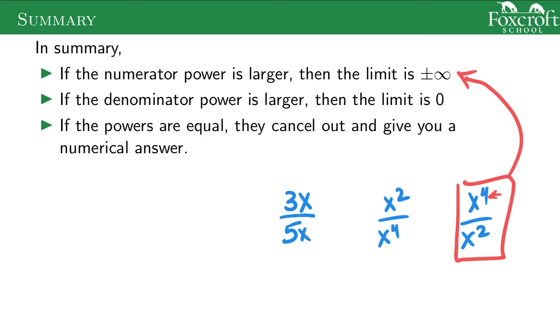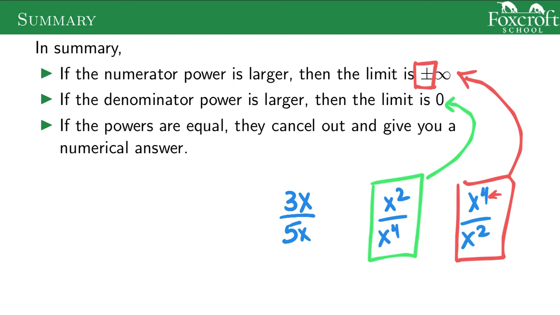So right away from that last example, I see x to the 4th is bigger than x squared. I automatically know infinity or negative infinity is going to be the answer. And again, I just have to decide if it's going to be plus or minus. If the denominator power is bigger, as in the second example, then all the stuff on the top will cancel, and I'll just have something on the bottom. And if there's still something on the bottom, I'm going to get 0. So right away in that second example, I know x to the 4th is bigger than x squared, and that's on the bottom, so I get 0.